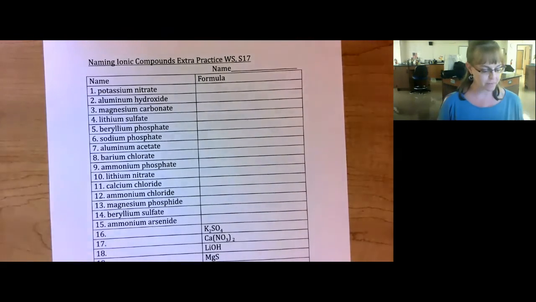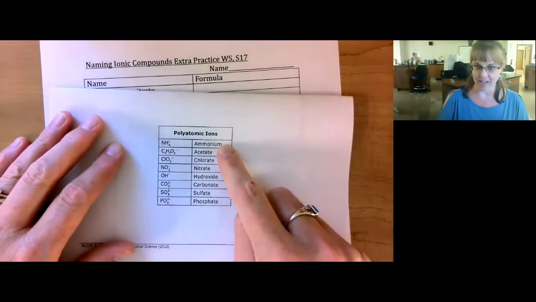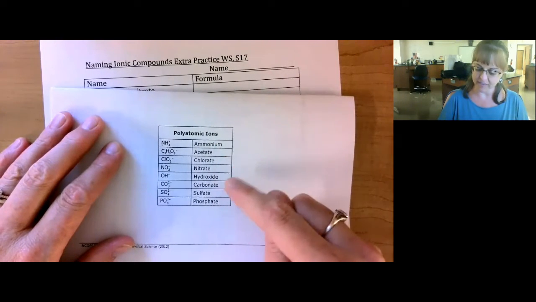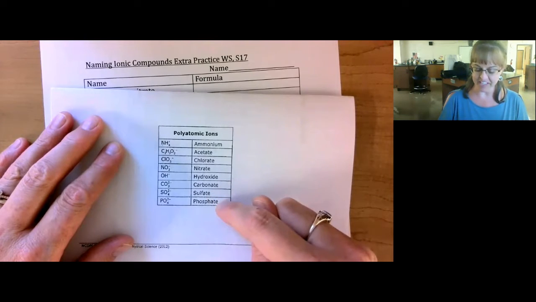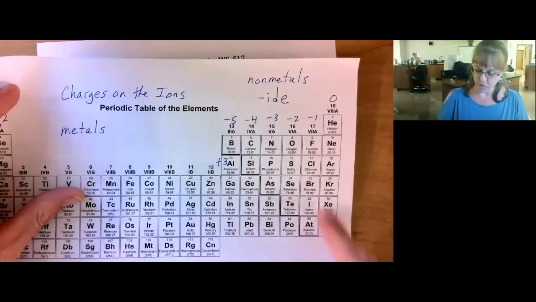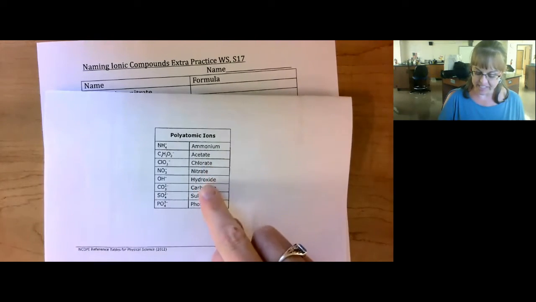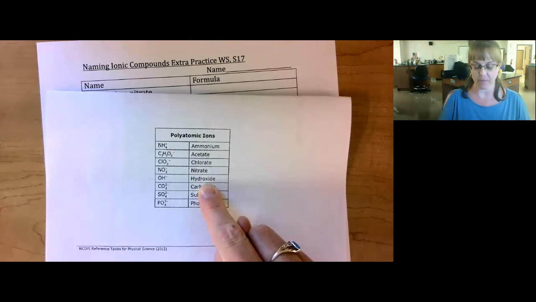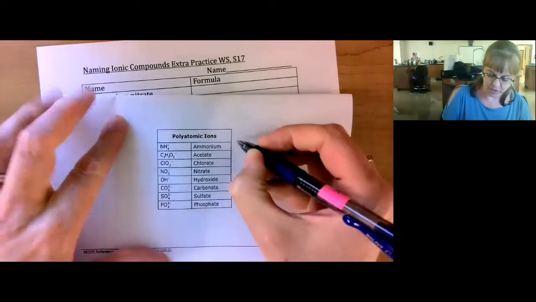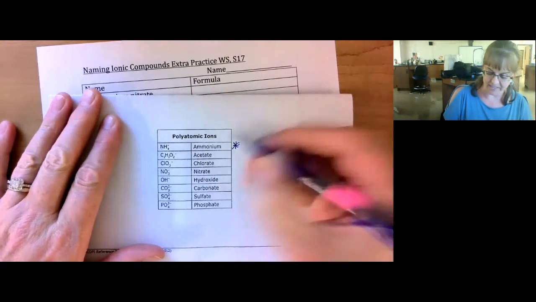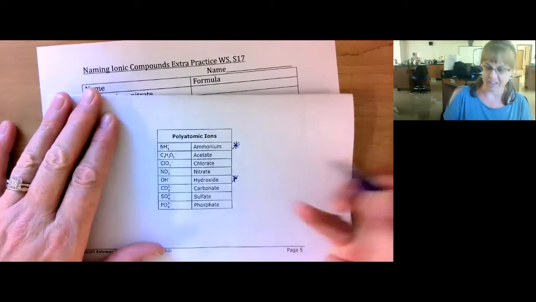The second word, if it ends in ate, then it is a polyatomic ion. Acetate, chlorate, nitrate, carbonate, sulfate, and phosphate all end in ate, A-T-E. If it ends in "ide," it is either one of your negative ions, notice they all end in "ide," or it's hydroxide. So be aware of ammonium and hydroxide, the two that can trip you up. This is the positive ion that can trip you up. This is the negative ion that can trip you up.